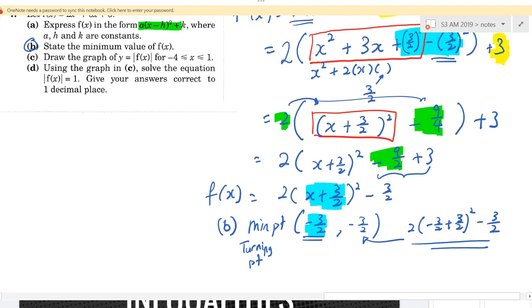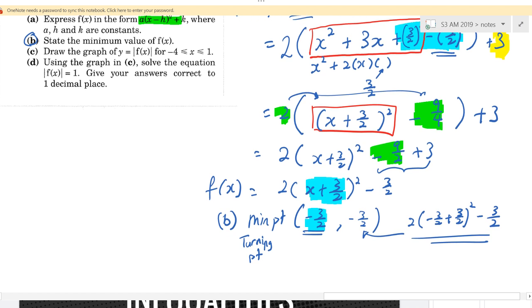Now, so B is done. C. I want to sketch from negative 4 to 1. Since I already got SILT, the only thing I don't have is the endpoint. So I try to find endpoint first.